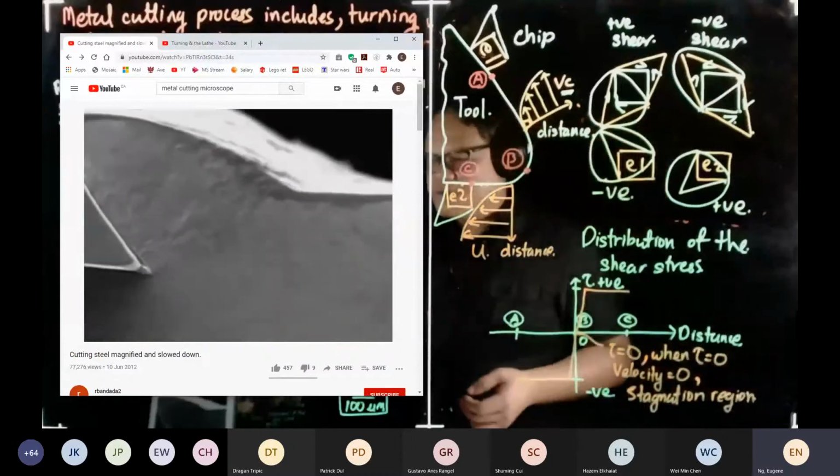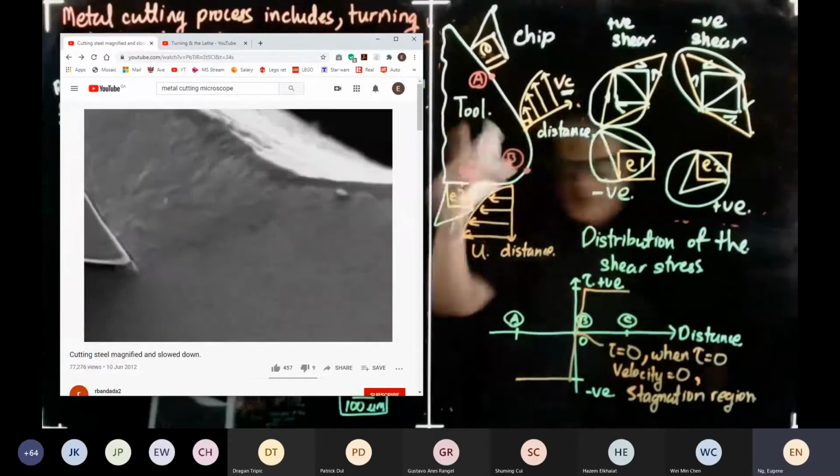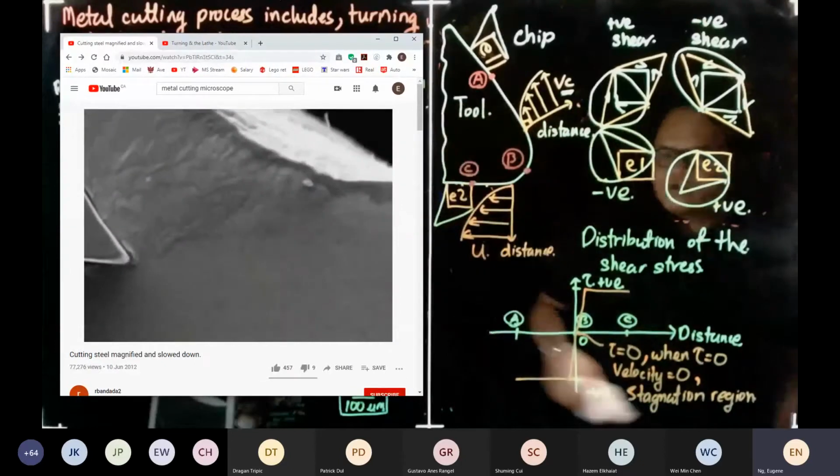Even for this case, this is a different material. Now we can see you still get what? Stagnated zone. You still get the stagnated region.